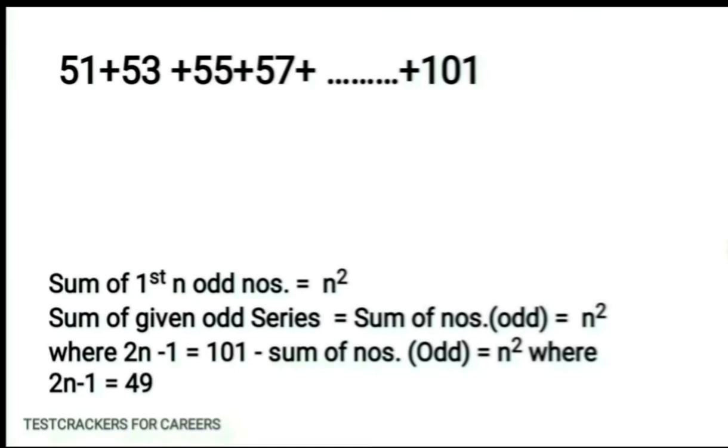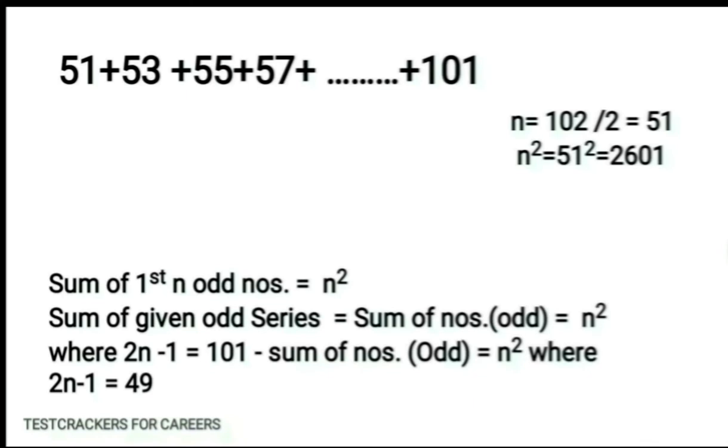So we can directly find n by adding 1 to 101. We get 102 divided by 2, which is 51, and squaring 51 we get the sum of odd numbers till 101.